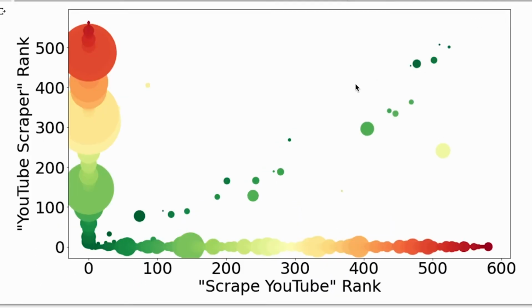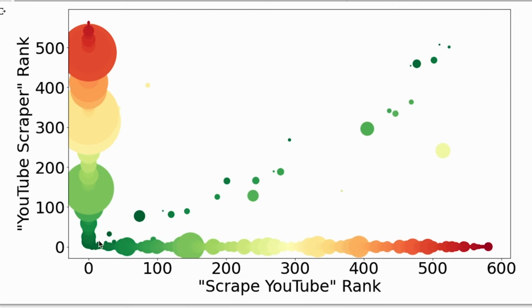And lo and behold, we can see of the 37 videos that appear in both, they are distributed basically across the whole spectrum. It's not only the first 5 results that are being shown in both, but up until 600, these videos are shown in both search results, and it's pretty consistent. It's a straight line, so something that ranks number 300 in Scrape YouTube is also 300 in YouTube Scraper.